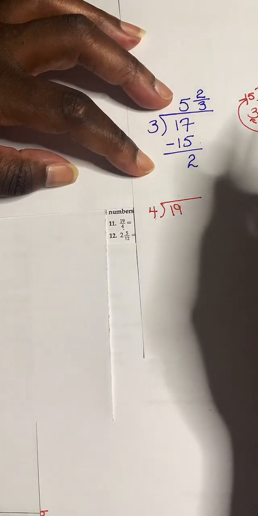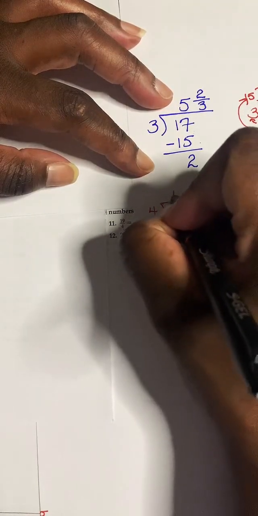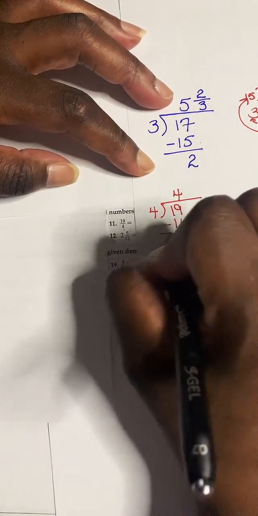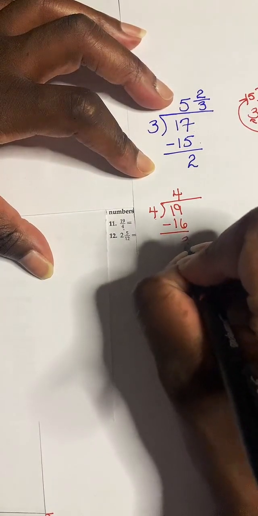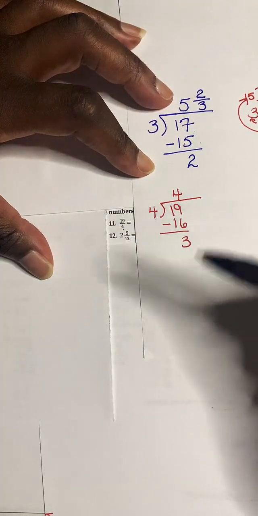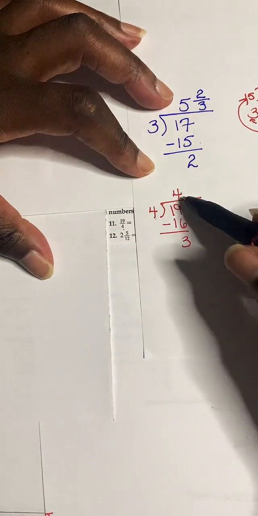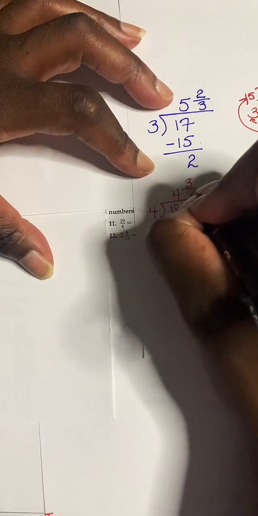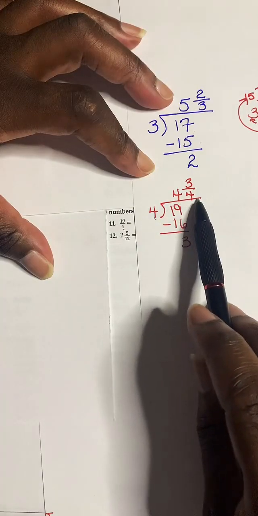All right, Jen's saying 4. Jen is saying 4. You love it. Yes. So if we go with the 4, that will take us to 16. Subtract 19 minus 16. That will give us our 3. So we don't have to put the decimal, okay? Remember, we're turning it into a mixed number. So we have our whole, which is the 4. Then we have our leftovers, which is 3 over 4. So that's how we got 4 3/4.